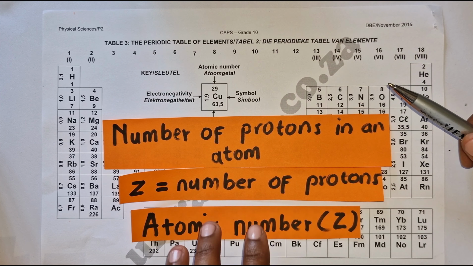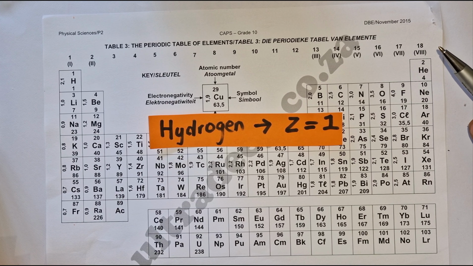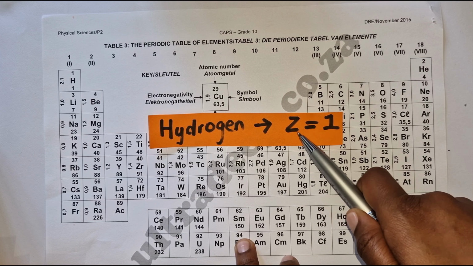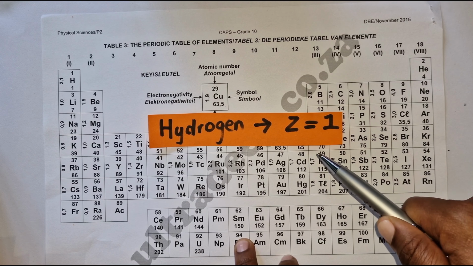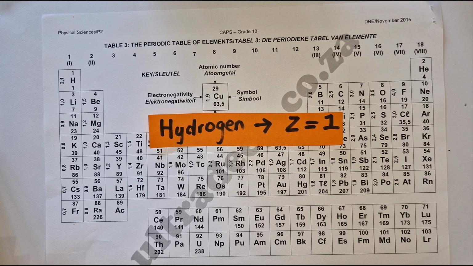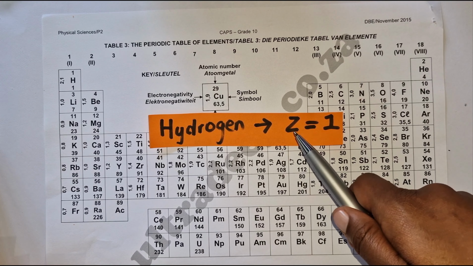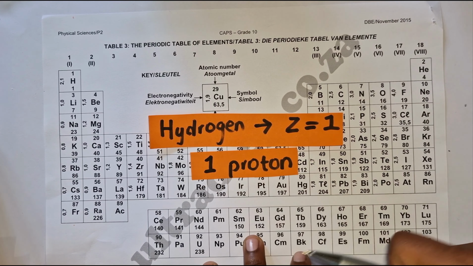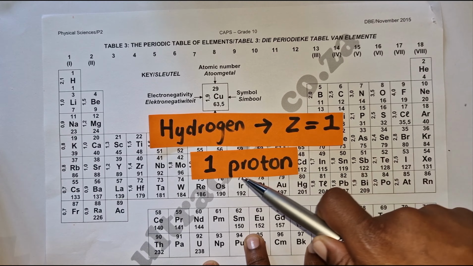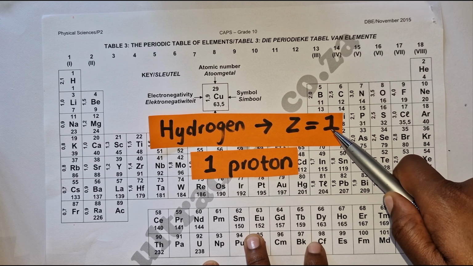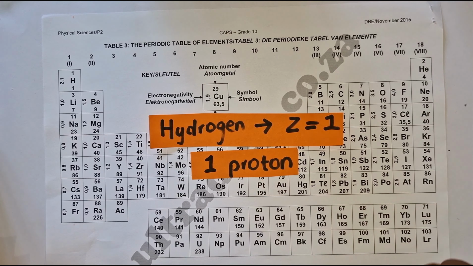Let's look at a few examples. If I said to you that a hydrogen atom has an atomic number Z of 1, how many protons would we find in a hydrogen atom? Think about it for a minute. The atomic number for this hydrogen atom is 1. How many protons would it have? It would in fact have 1 proton, because the atomic number Z is equal to the number of protons. Hydrogen has an atomic number of 1, it means it has 1 proton.